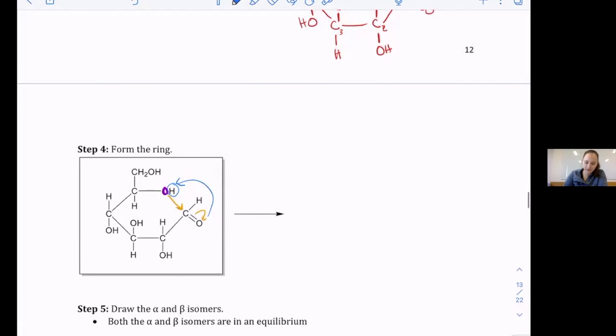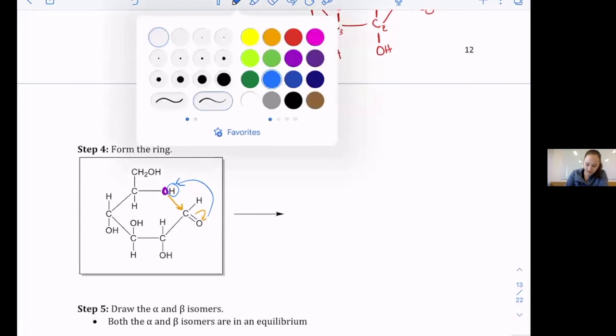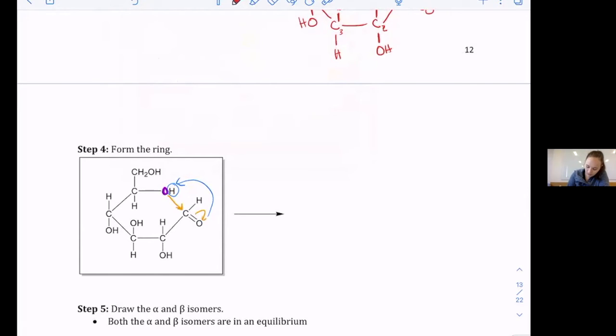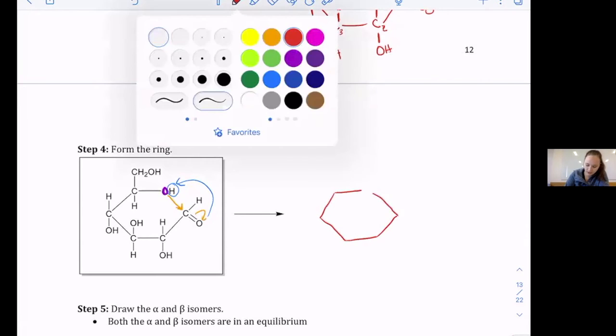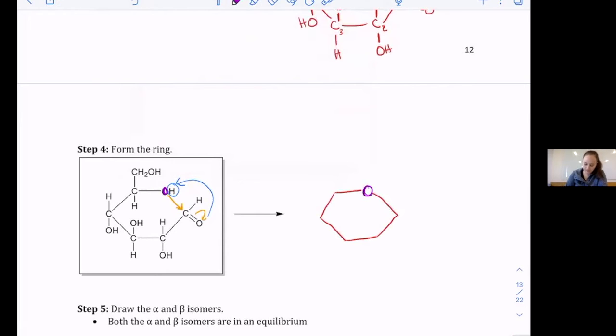Okay, so to form that ring, what this looks like, I'm going to draw my hexagon. I'll leave a space right there because that's where my oxygen is going to be. Let's go ahead and draw in all of our lines going up and down, just like this. Let's fill in the rest of it. So we have a hydrogen going up, oxygen going down, hydrogen going down, oxygen going up.